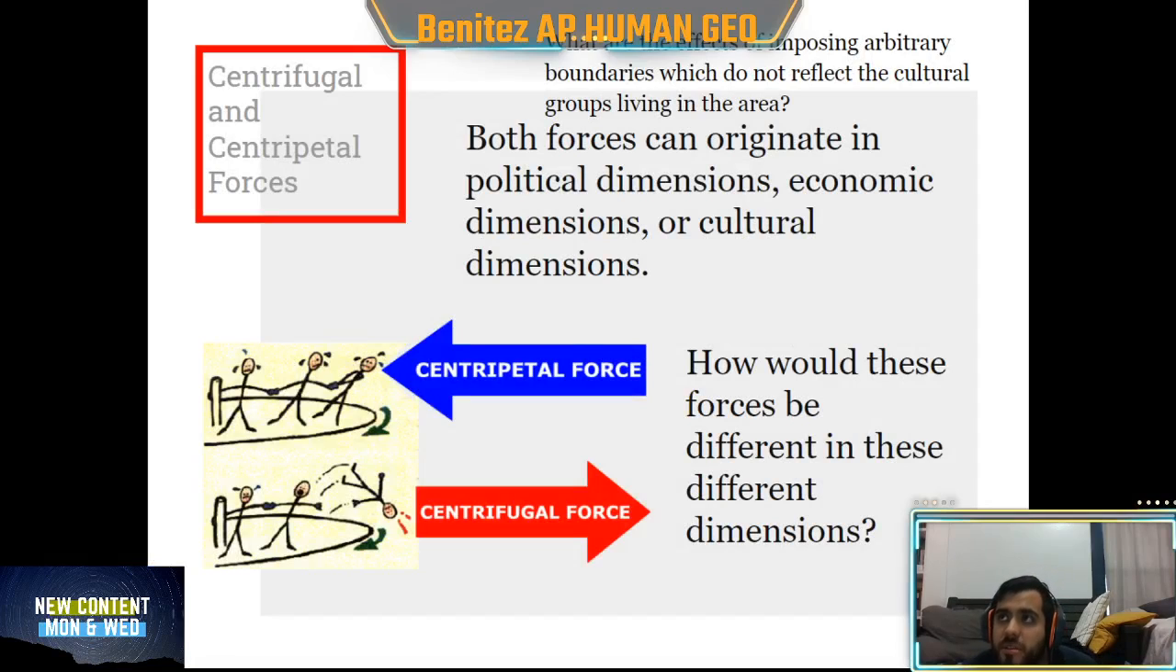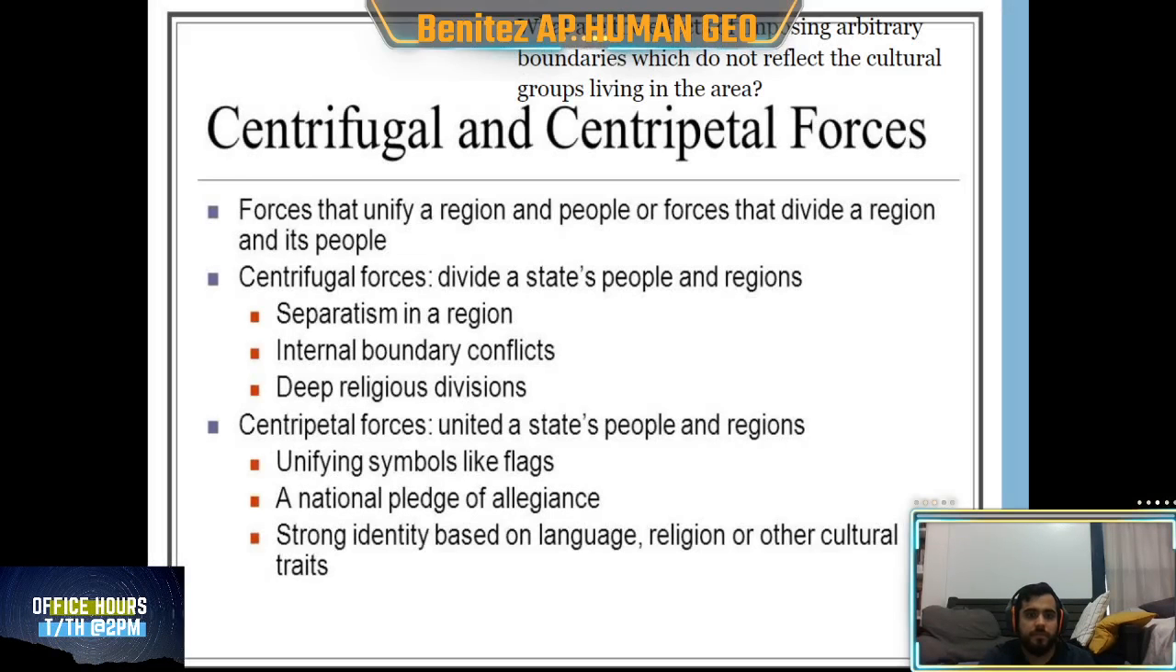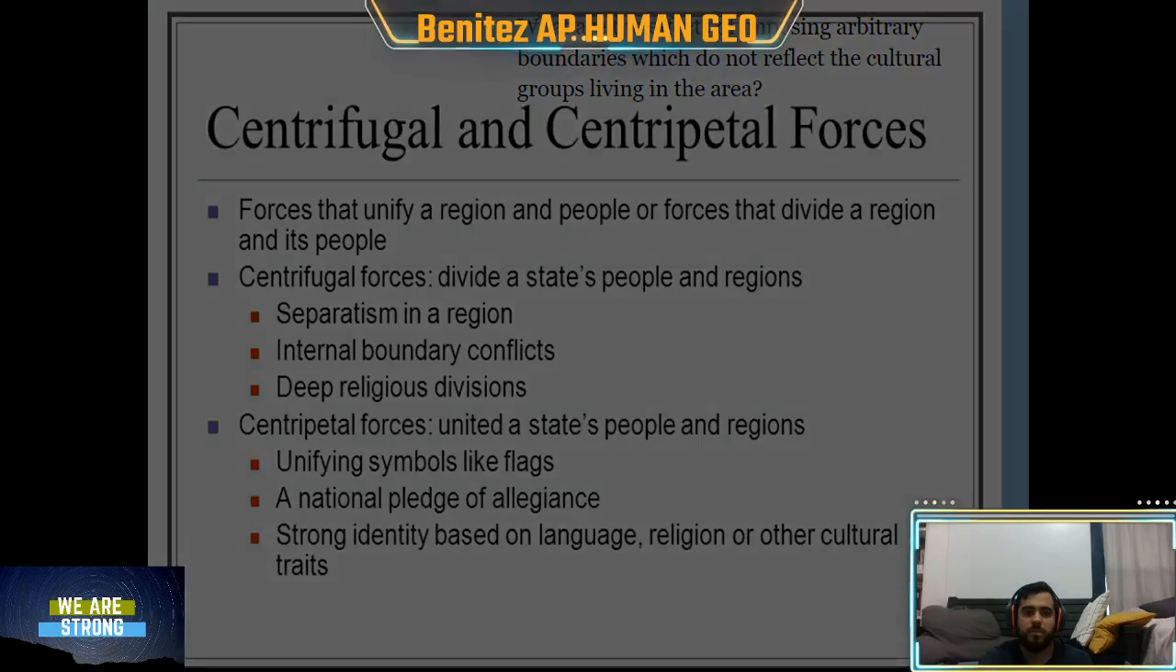These are two important key terms that I need you guys to know. It's called centrifugal and centripetal forces, and these are terms that we use to describe things that either destroy a country or bring it together. Centrifugal divides a country. Centripetal forces bring people together. Make sure you guys read the examples.